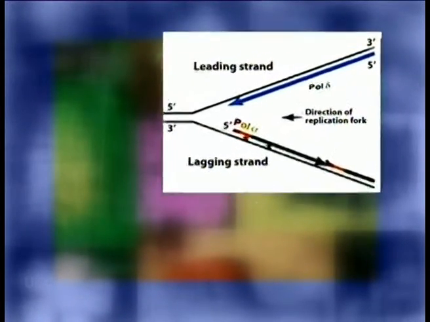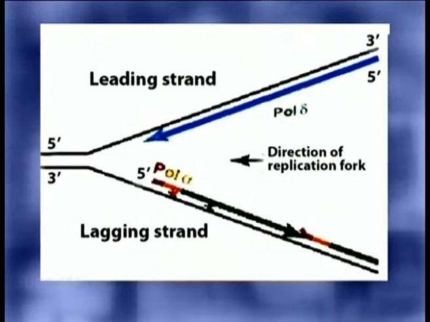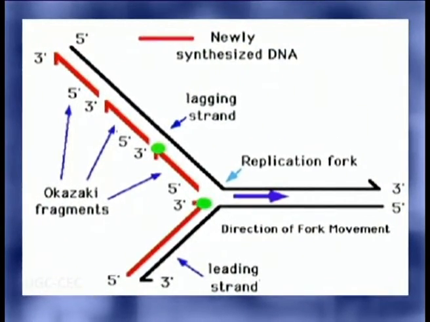The synthesis at a replication fork is continuous in the direction of fork movement for one strand, but discontinuous in the opposite direction for the other strand, resulting in the formation of a leading and lagging strand respectively. A leading DNA strand is the one where the replication fork moves along it in the 3' to 5' direction and to which nucleotides can be added continuously as it is growing in the 5' to 3' direction.